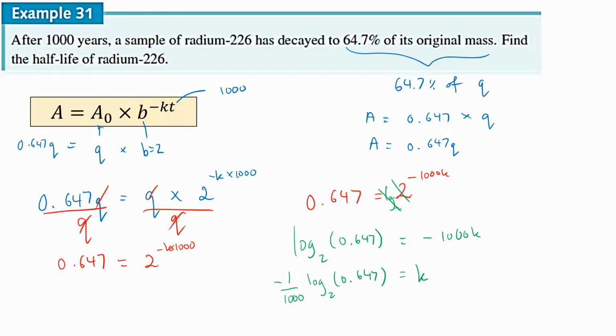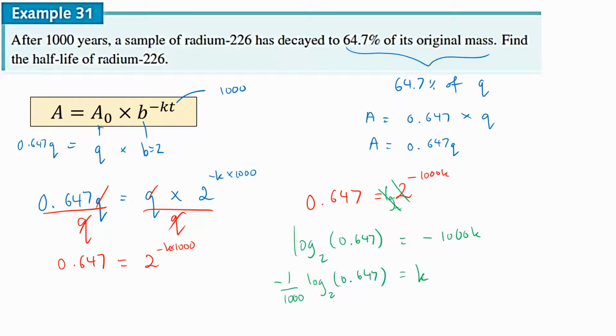Okay, so what I've done is from this step, I said to get rid of 2, log base 2 on both sides. Log base 2 of 0.647. I've still got negative 1,000 times K. To get K by itself, I divide both sides by negative 1,000. So K equals log 0.647 divided by 1,000. There's a negative there. I wrote it as a fraction just so it looks a bit nicer, that's all.